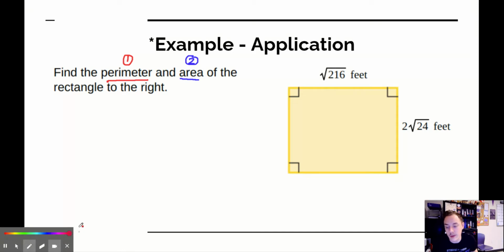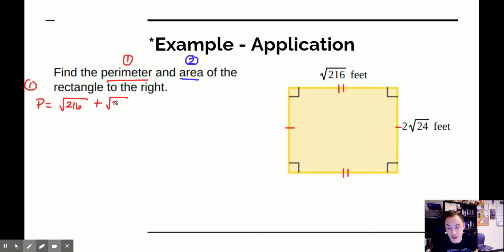So what's the perimeter? Well, the perimeter is really easy. It's just adding up all the sides. Since this is a rectangle, this is nice because opposite sides are congruent. If you remember your congruent symbols in geometry, that's what it looks like. So my perimeter for my first step equals radical 216 plus radical 216 because I have two of them. This is technically radical 216 down here, and this is 2 radical 24. And then I have plus 2 radical 24, and plus 2 radical 24. And of course, this is all in feet.